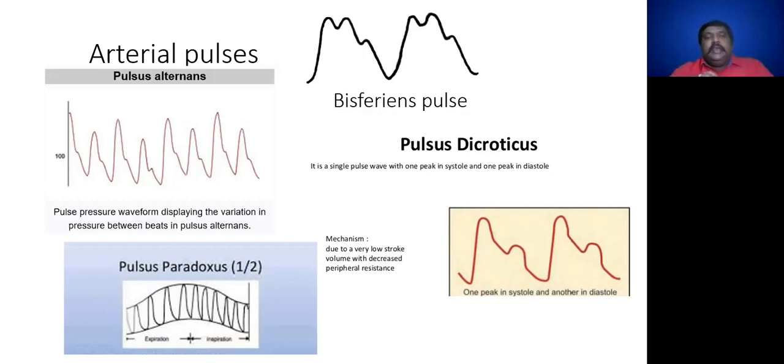Next, it is seen in dilated cardiomyopathies. So we were studying four types of pulses: Pulsus Alternans, bisferiens pulse, Pulsus Paradoxus, and dicrotic pulse. Okay, is it clear for you?